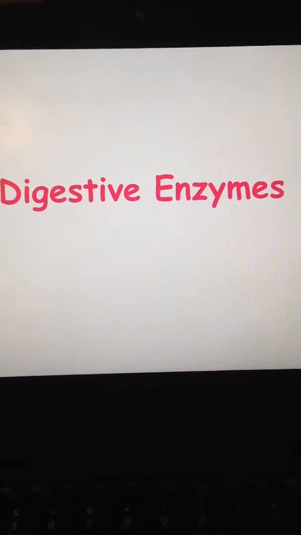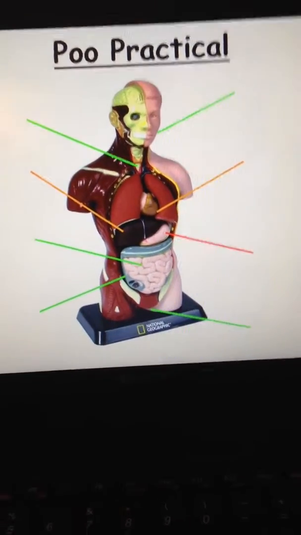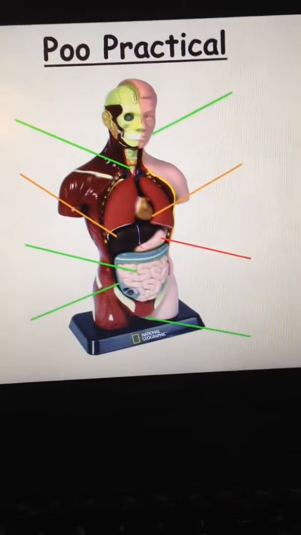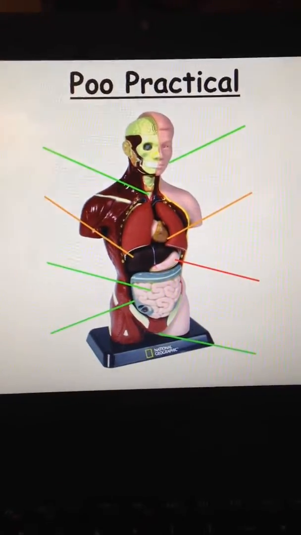Let's have a look at digestive enzymes. So you need to be able to talk about the journey that the food takes from entering the mouth, the start of digestion, to when the waste products leave via the rectum. So let's have a look at the order.